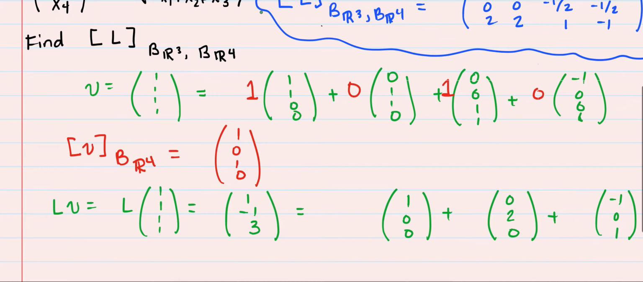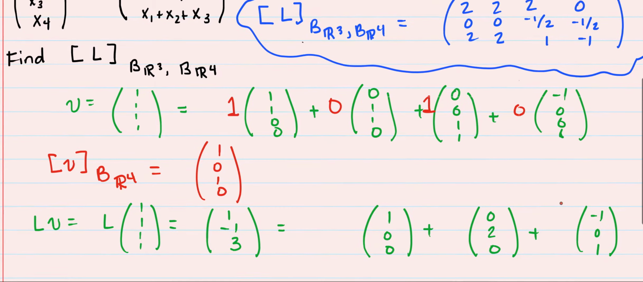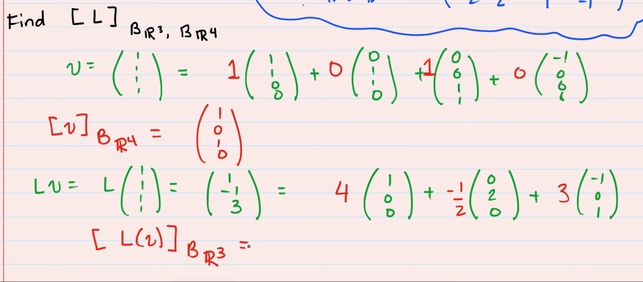And let's see if there's an easy way to find this. I need a 3 in the bottom, so this one has to be a 3. So this is a negative 3. I want a positive 1, so this has to be a 4. In order to get that 1, so 4 minus 3. And then I need a negative 1 here, so this has to be a negative 1/2. So then L applied to V in terms of this basis is 4, negative 1/2, 3.